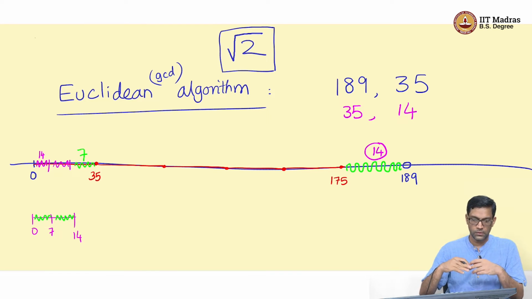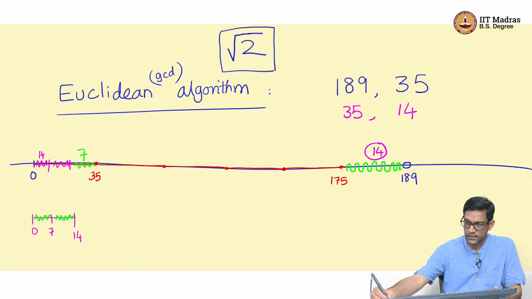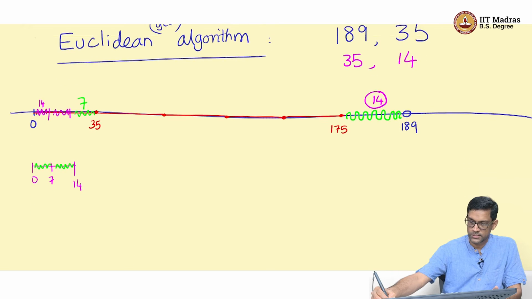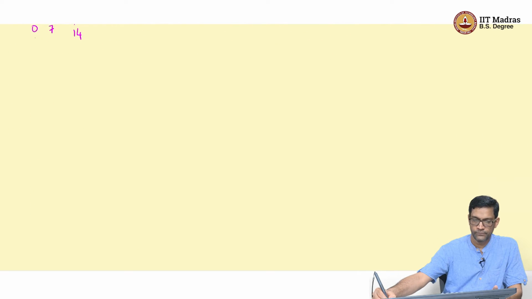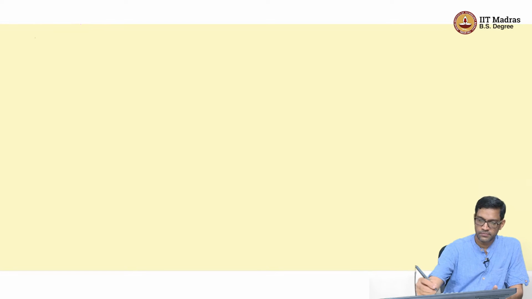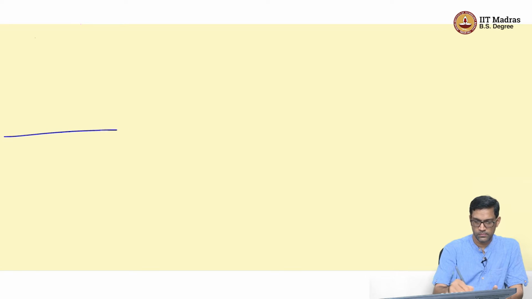Now what does root 2 have to do with all of this? Here is the point: why not just try and do this with 1 and root 2? What do I mean by this? Let us imagine drawing a number line as before.